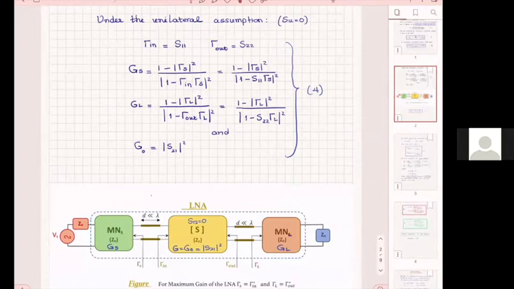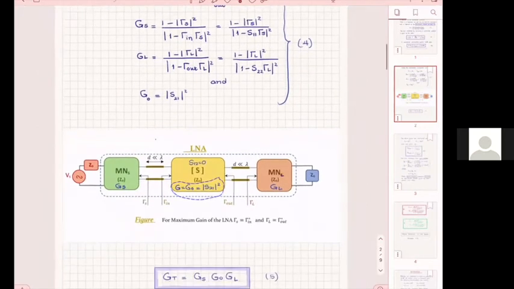GL is given by this expression. And then we try to find gamma sub L. That will be GL, the gain of this part. And then for G naught, we have the gain of the transistor, and it is S21. And then the product of the three gives us the transducer gain for this. And what we said is the transducer gain.